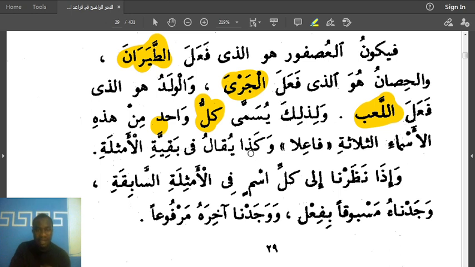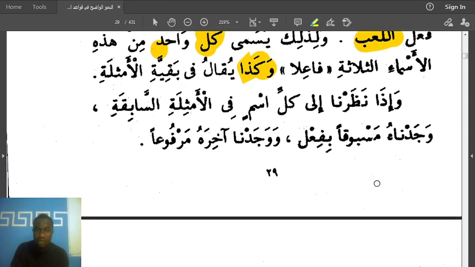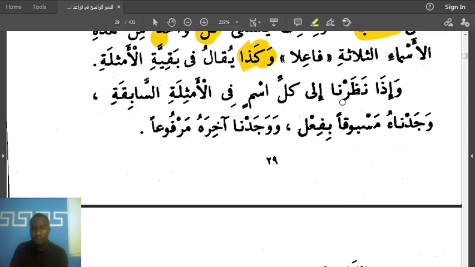وكذلك وكذا, likewise, يقال في بقية الأمثلة, likewise is said in the remaining examples. وكذا أي وكذلك, that is the short form, and such is said in the remaining examples. وإذا نظرنا إلى كل اسم في الأمثلة السابقة, and if we look at each noun in the previous examples, وجدناه, we find it مسبوقا بفعل, preceded with a verb.